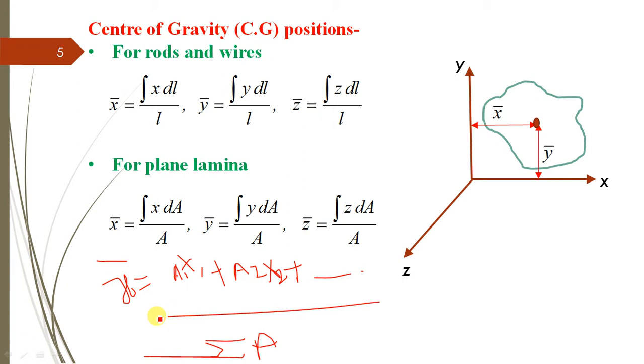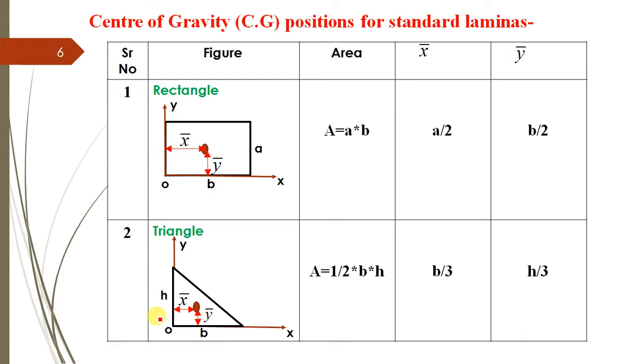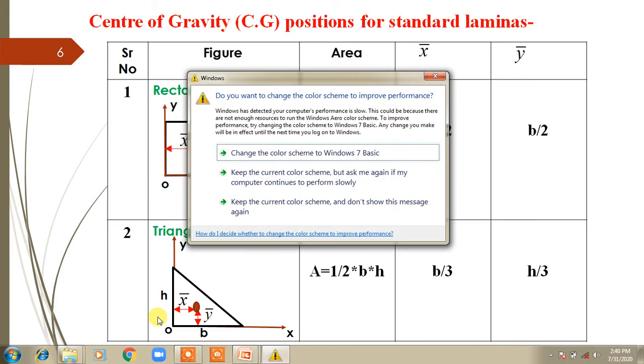Similarly, y bar is equal to a1 y1 plus a2 y2 plus a3 y3 plus up to plus an yn upon summation of A. So from that we are able to find out the centroid. So center of gravity position for standard lamina.